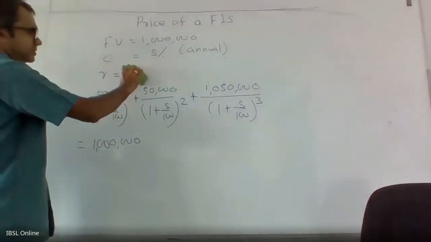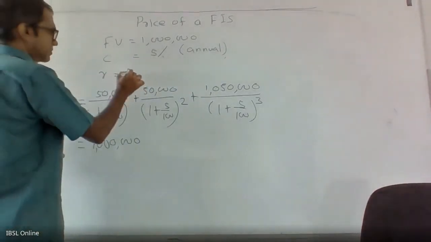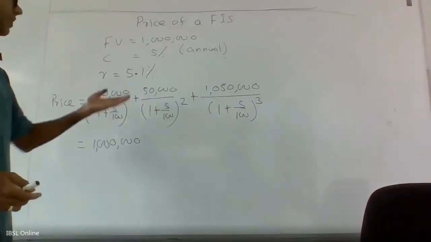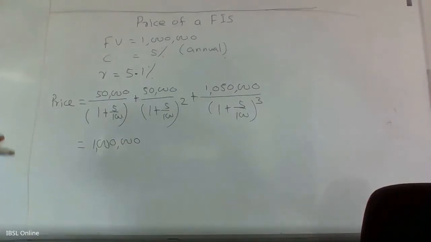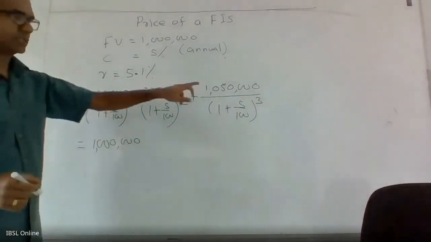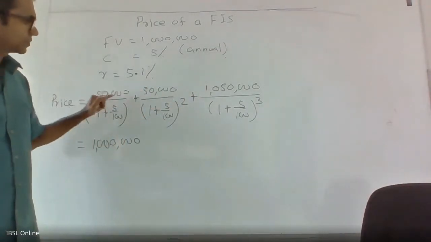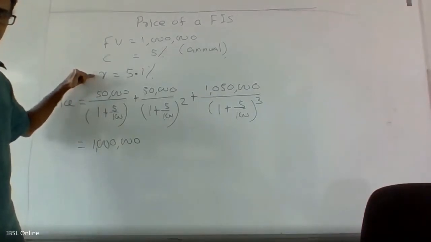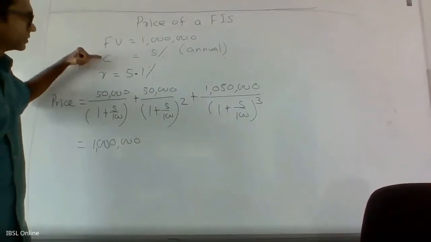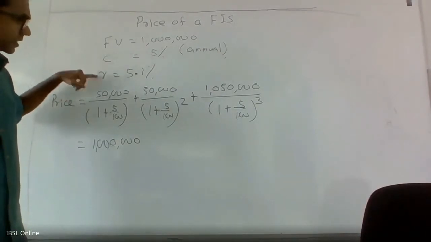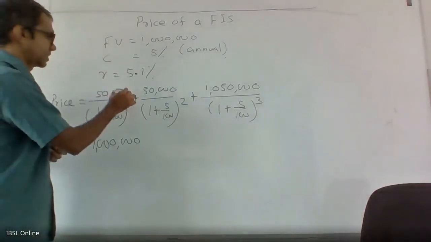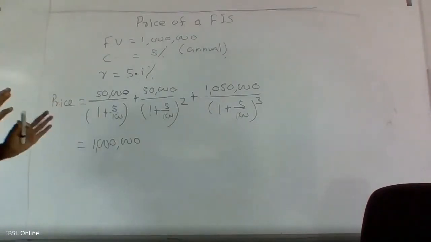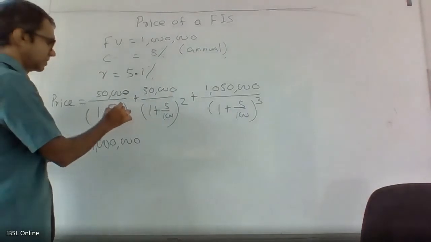Same thing, we'll do recalculation assuming R is 5.1%. Even though the coupon rate is 5%, you need 5.1% return. Then what would happen? Cash flows won't change. Remember that because cash flows will be decided based on the coupon rate, not your required rate of return. The cash flows will be dependent on coupon rate, not on the required rate of return. So therefore, no change in the cash flows. 50,000, 50,000. At the end, 1,050,000 remain same.